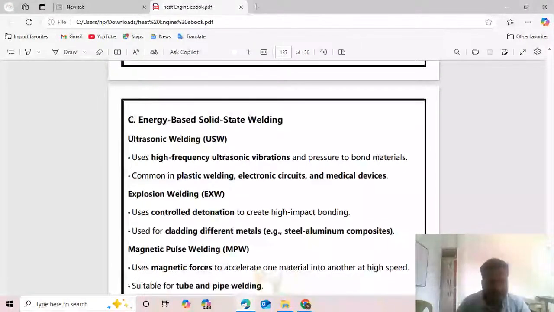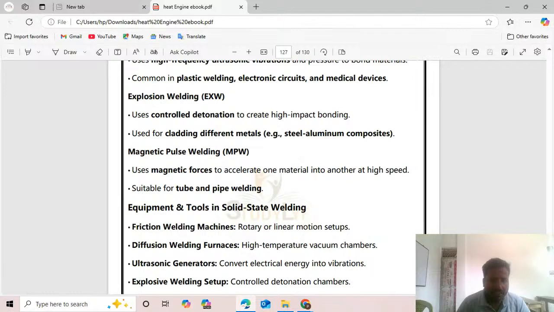Energy-based solid-state welding: ultrasonic welding uses high-frequency ultrasonic vibration and pressure to bond materials, common in plastic welding, electronic circuits, and medical devices. Explosion welding uses controlled detonation to create high-impact bonding, used for cladding different metals, for example steel-aluminum composites. Magnetic pulse welding uses magnetic forces to accelerate one material into another at high speed, suitable for tube and pipe welding.